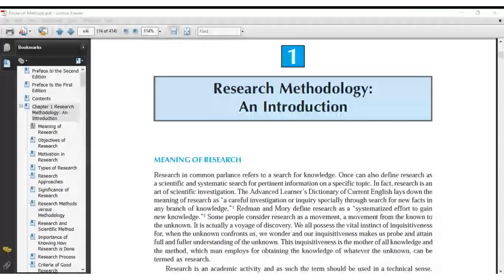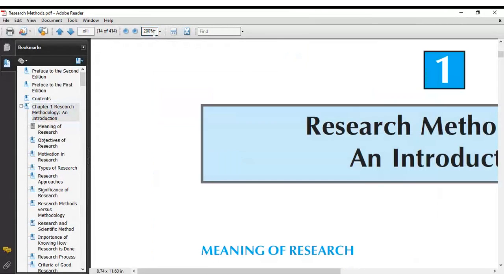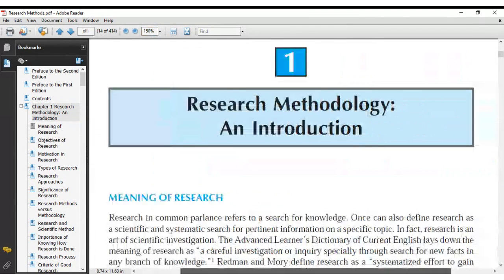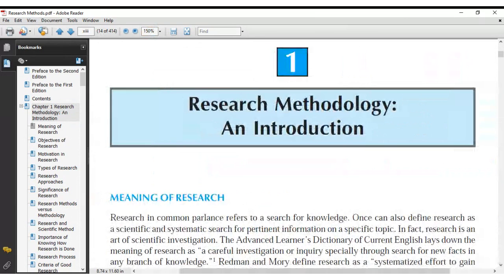Okay, let me magnify the text. Somebody says I need to magnify the text. Okay. All right, that is a little too much. 150. Okay, is that fine, Ndwiganjeru?